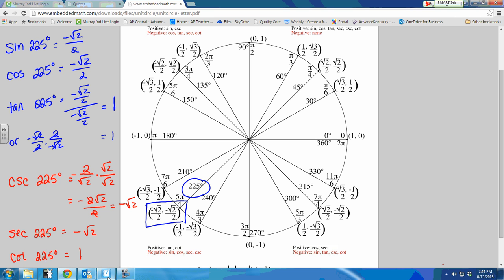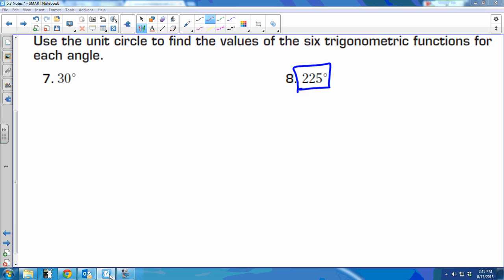You want to be able to use the unit circle because, again, on the quiz, you won't have access to your calculator. Okay? It's nice to have all these exact answers. If you type sine of 225 degrees into your calculator, you don't get negative square root of 2 over 2. You get a decimal. I don't want the decimals. Okay? All right. Now, we're going to do learning target 7.